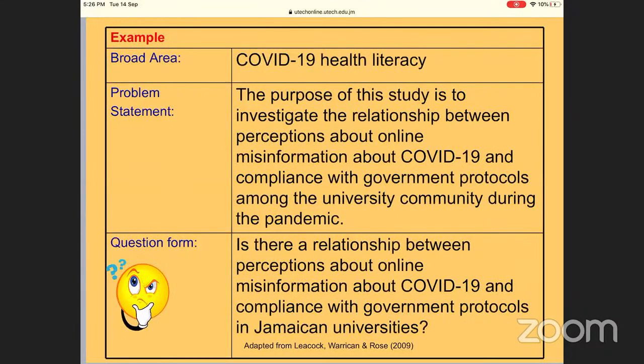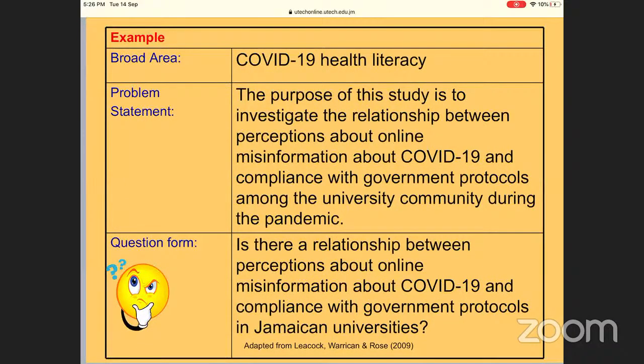We still have over 45 people. Over 40 people for sure. Don't speak at once. What are the variables, guys? Or somebody in the chat, let's see what the chat says. Perception of what? Online misinformation. People still doing things correctly.